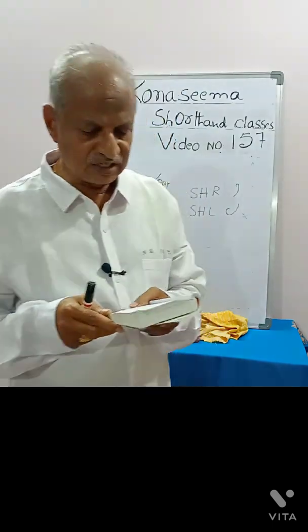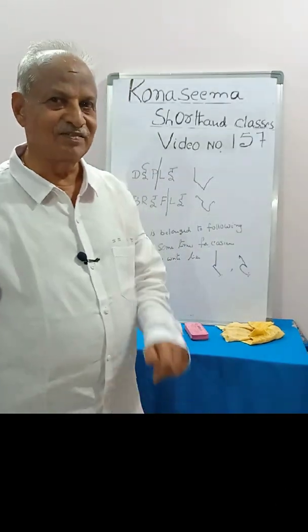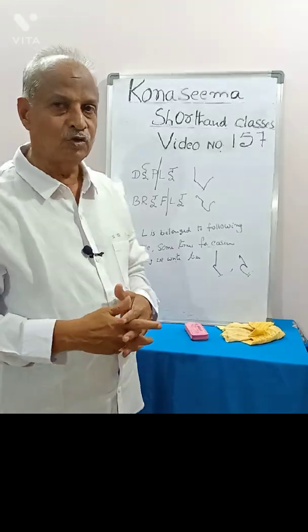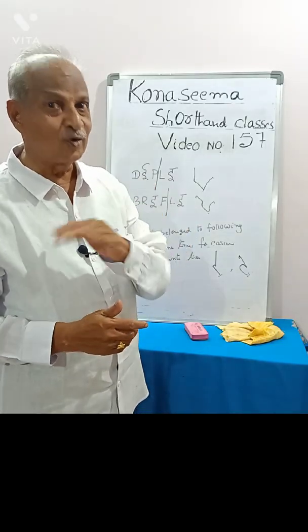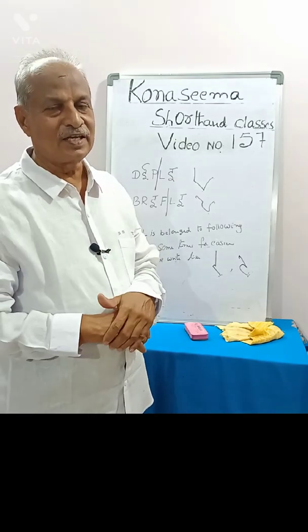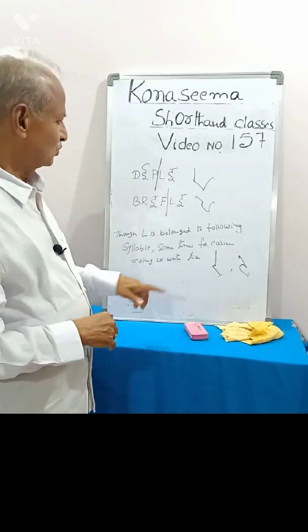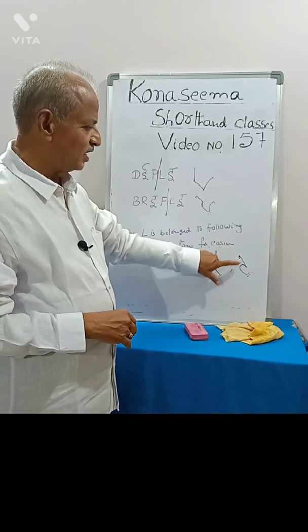Next. Extended use of L hook. See the para number 71. Here it is mentioned that though L belongs to the following syllable, for easier joining we have to write like this. Deeply, deeply, briefly.